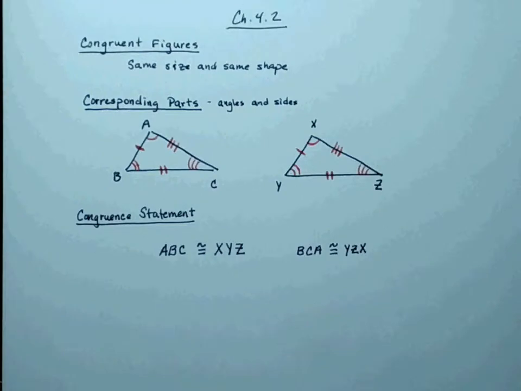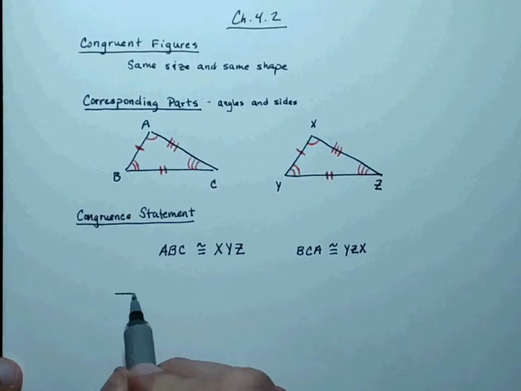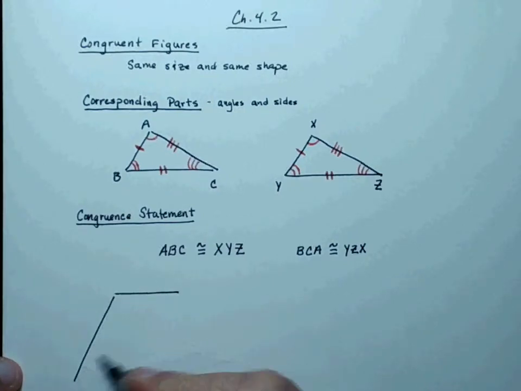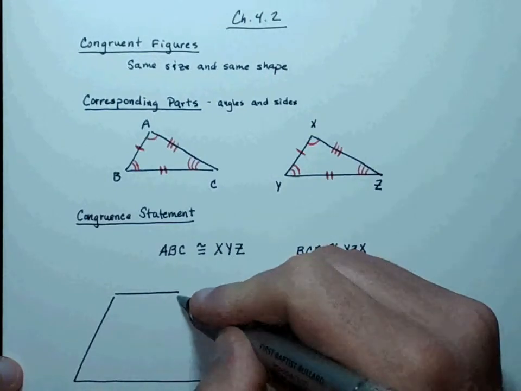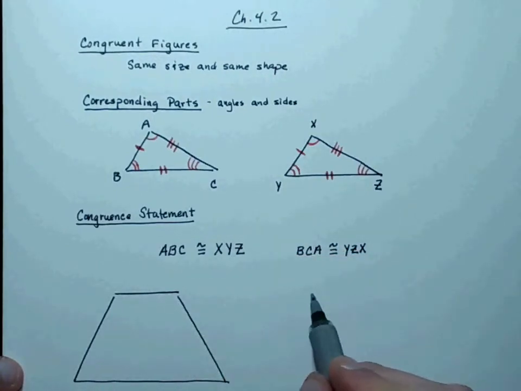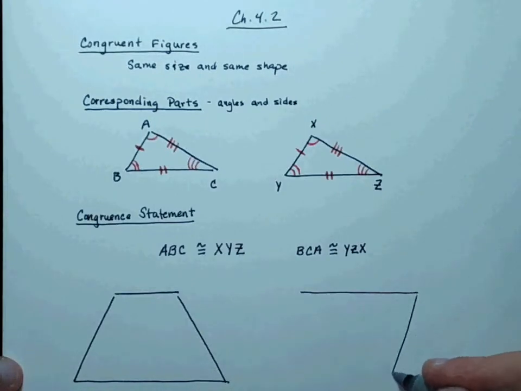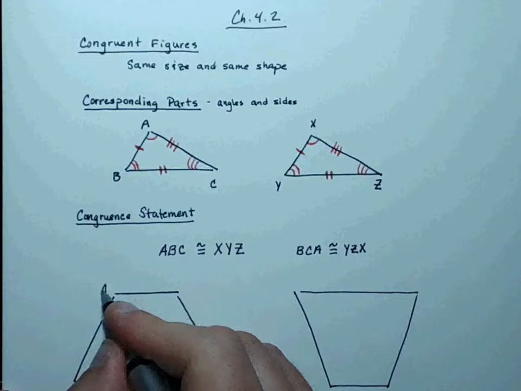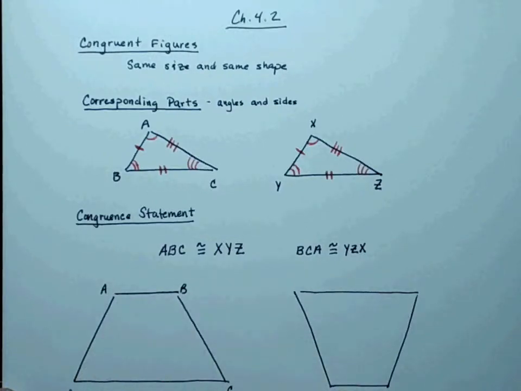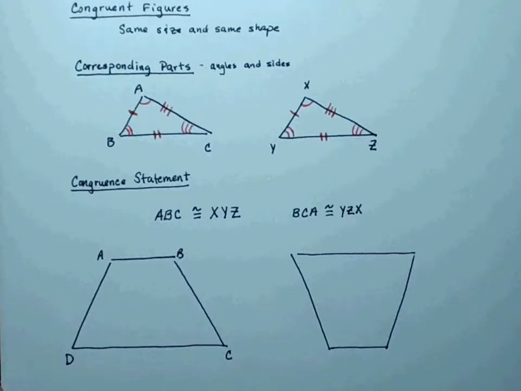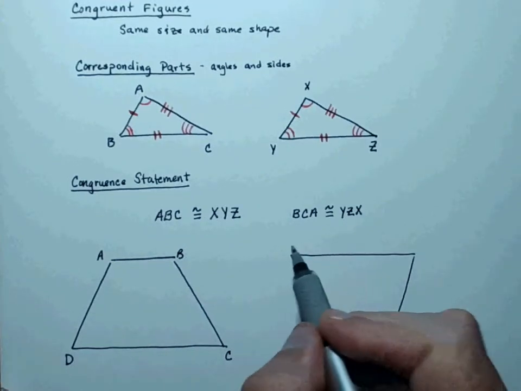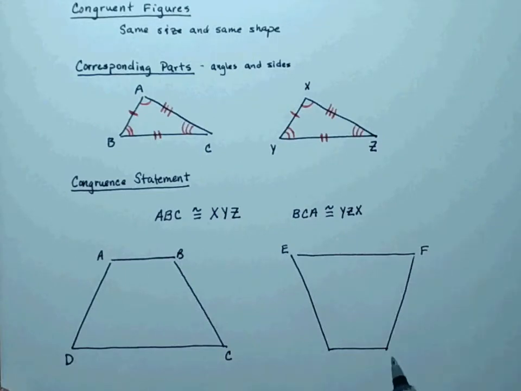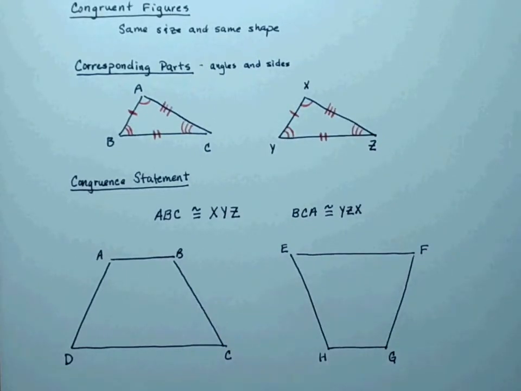So here is an example that you need. I'm going to draw these two quadrilaterals. That one, and this one. We're going to pretend that they are congruent. I'm going to label this one ABCD. This one is EFGH. I'm going to let you draw that.